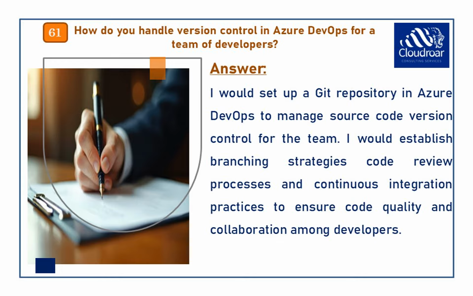Question 61. How do you handle version control in Azure DevOps for a team of developers? I would set up a Git repository in Azure DevOps to manage source code version control for the team. I would establish branching strategies, code review processes, and continuous integration practices to ensure code quality and collaboration among developers.